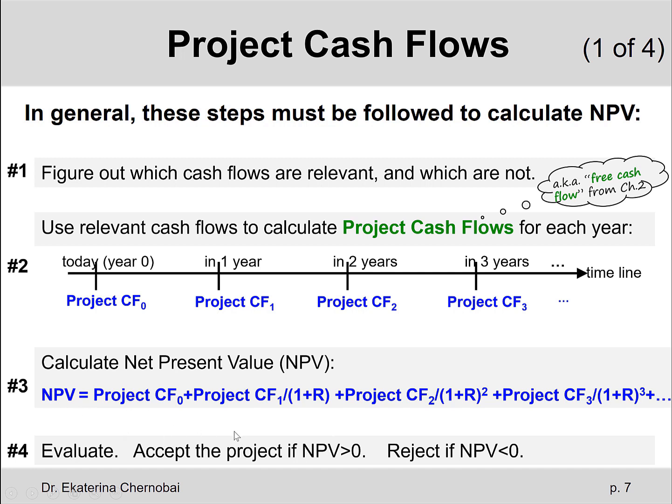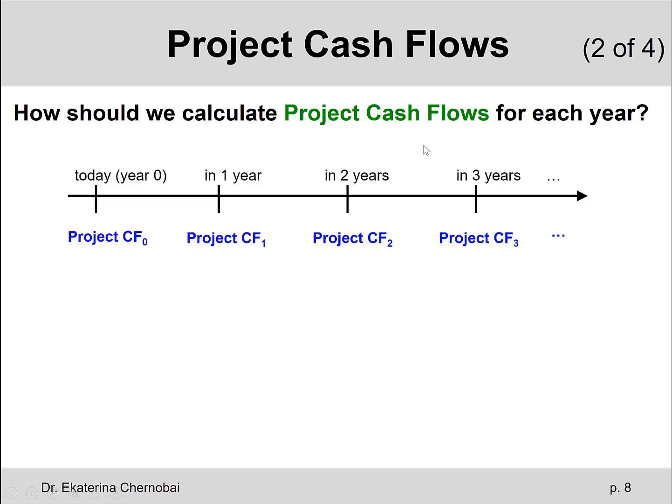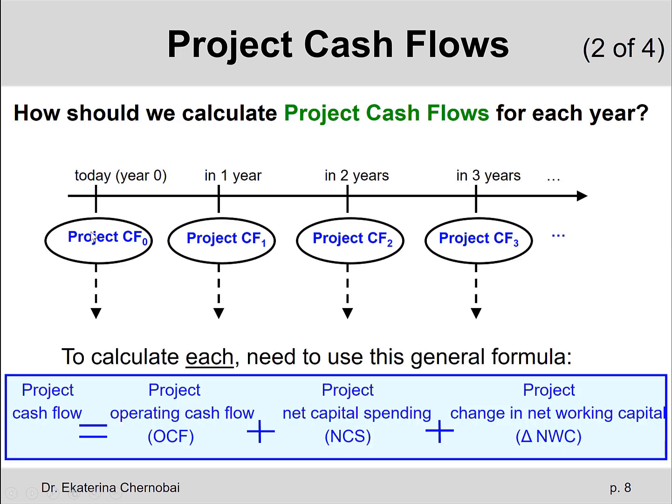The project should be accepted if the net present value is above $0. Otherwise, if it's below $0, then we would say that the project should be rejected. So, how should we calculate project cash flows for each year? In general, to calculate project cash flow in year 0, project cash flow in year 1, project cash flow in year 2, and so on, we need to use this general formula.